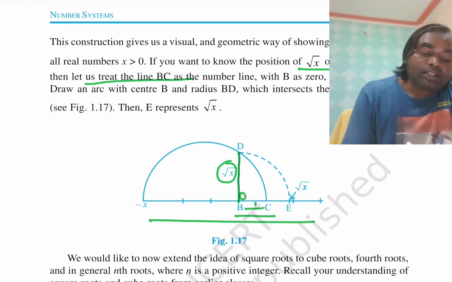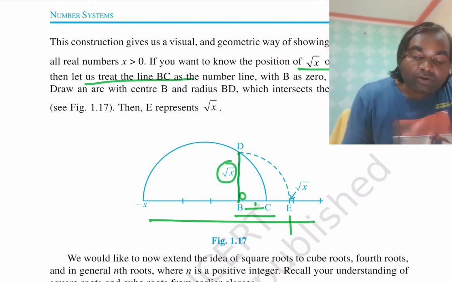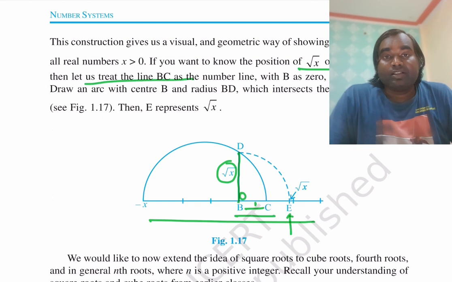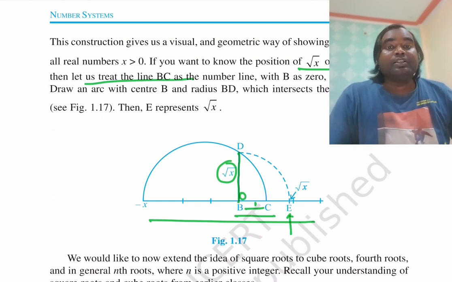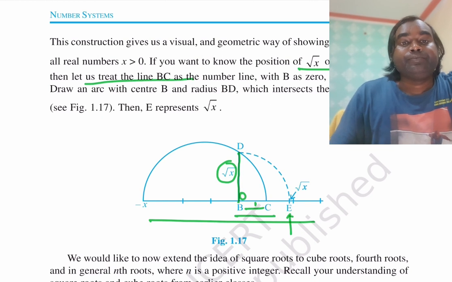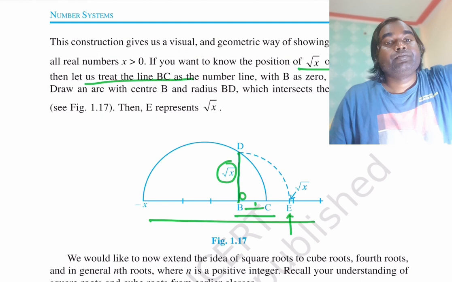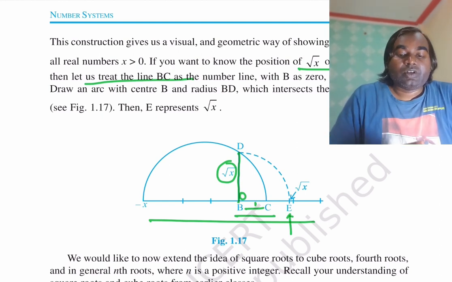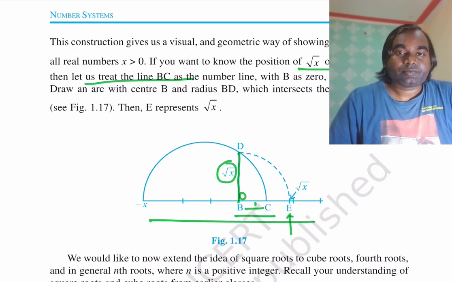So this is the real number line. So this point E will give the geometrical representation. That means on the real number line we get the value of square root x, right?